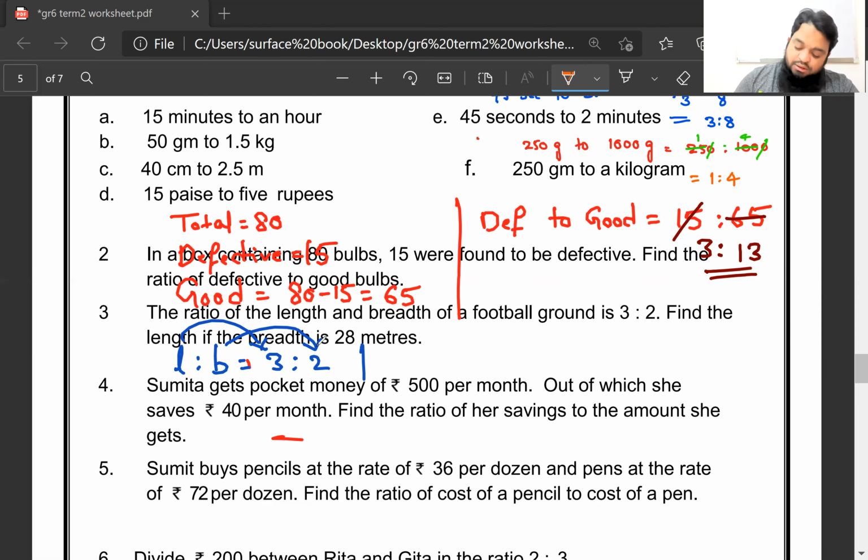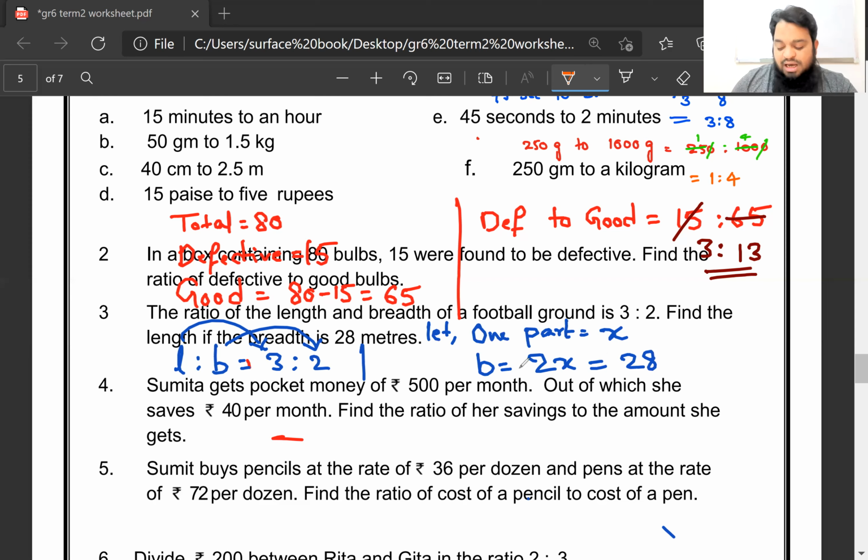Yes, 2 parts. So now, because we don't know how much is one part, one part is equal to x. So breadth is given 2 parts. So therefore breadth is equal to 2x. And the value is also given, 2x is equal to 28. Now can anybody tell me if 2 parts is equal to 28, what is one part? We already know one part, 1x is equal to how much? 14. Very good. Therefore, x is equal to 14.